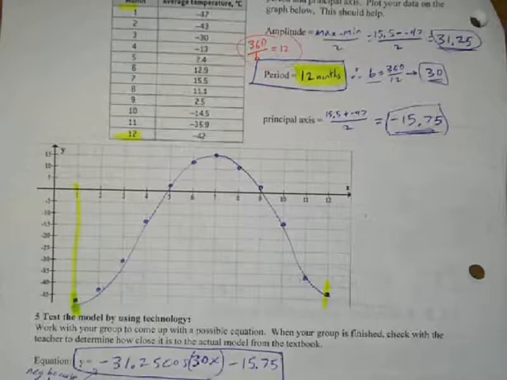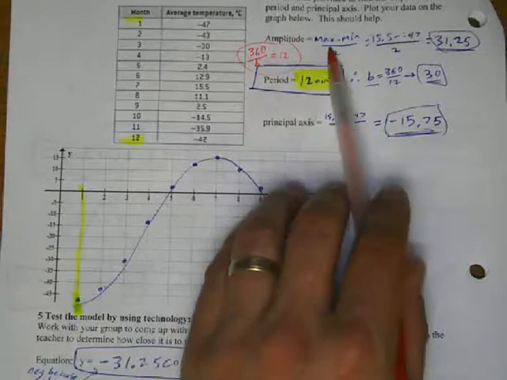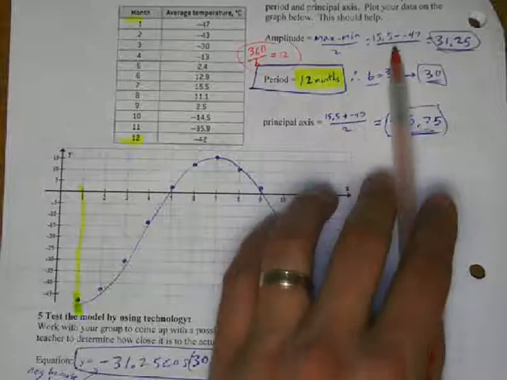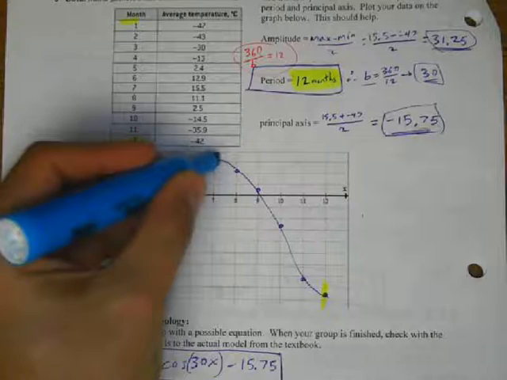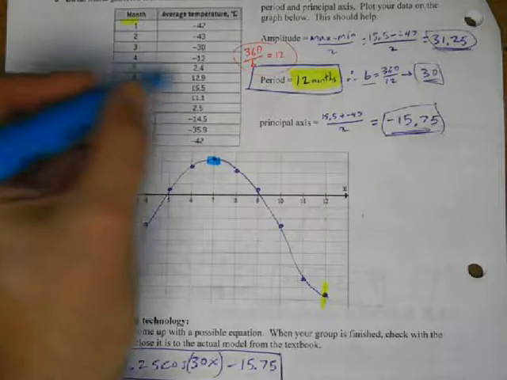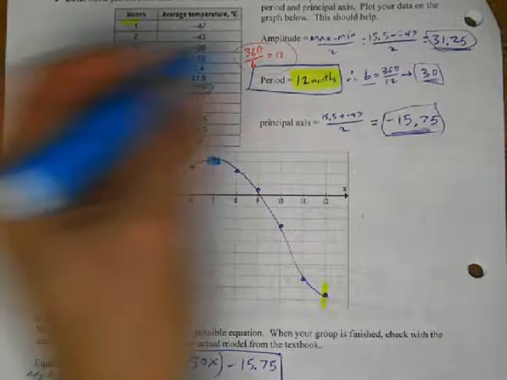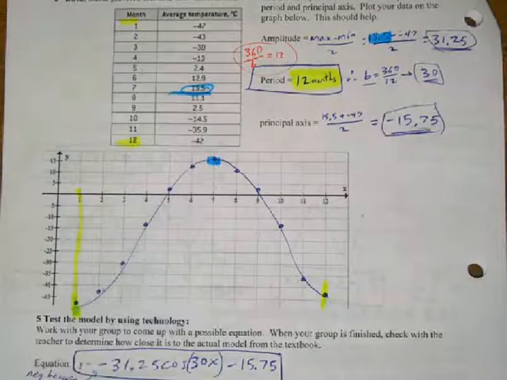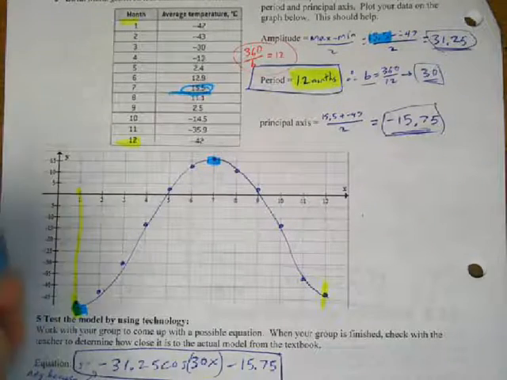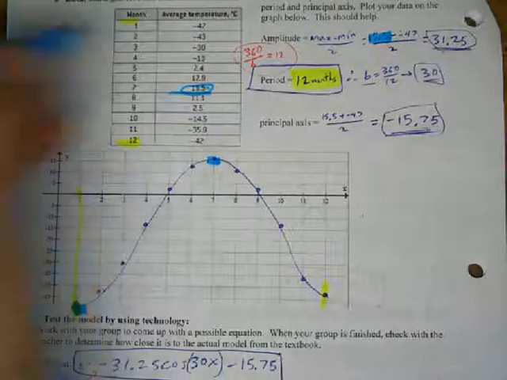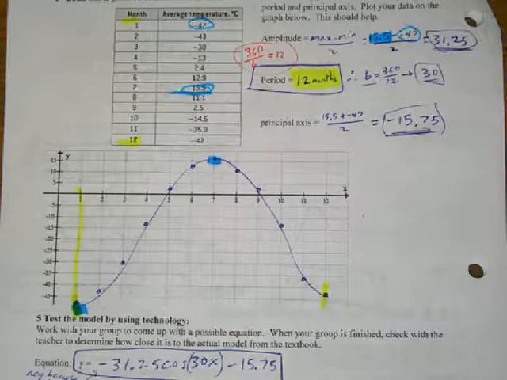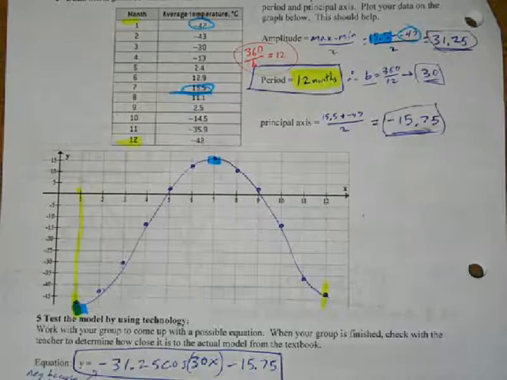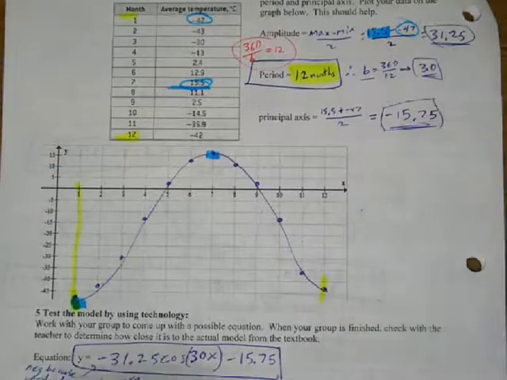Okay, next, amplitude. We just said the maximum minus the min divided by 2. So my maximum value is this right here at 15.5. And the minimum value is right here at negative 47. And if I subtract those and divide by 2, we end up with 31.25.